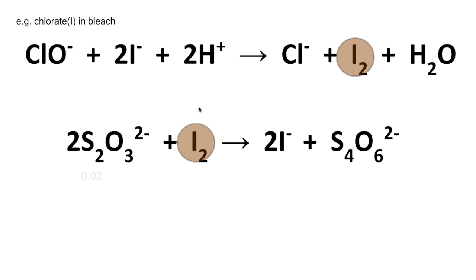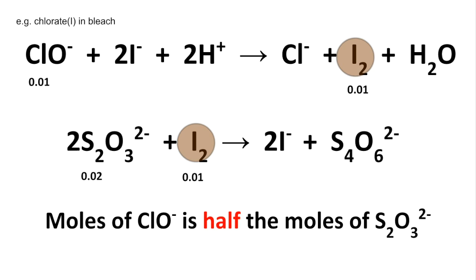I'm just going to make up a number, 0.02 moles of thiosulfate, and we'll just run through how many moles of oxidizing agent must have been present initially. So the iodine moles is going to be half the thiosulfate moles, and you can see there's a one-to-one relationship between the iodine and the chlorate(I) ion, and so the moles of that would be also 0.01. So in this case, the moles of ClO- ion is half the moles of thiosulfate.